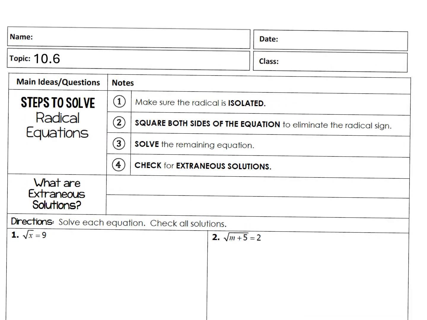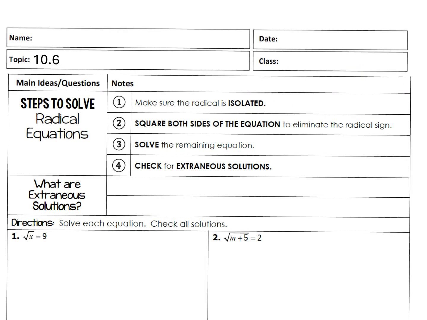10.6 is solving radical equations. This is something that is new, but it's also solving equations, and you guys know how to solve equations. So there's one step that's new, really, is what it comes down to. Other than that, you'll be great.